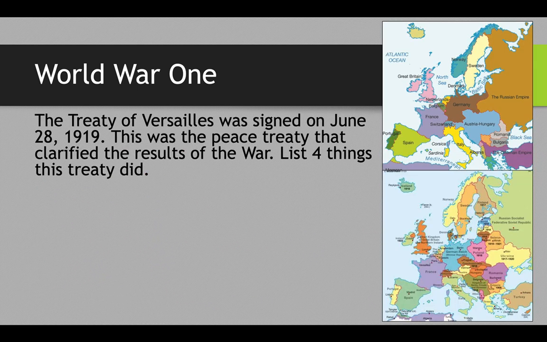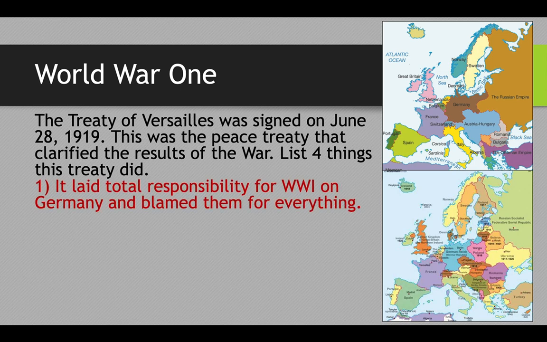The treaty that resolved World War I was called the Treaty of Versailles, and it was signed on June 28, 1919, the 5-year anniversary of the beginning of the war. And this really clarified the results of World War I. First off, it laid total responsibility for the war on Germany, and it blamed them for everything.